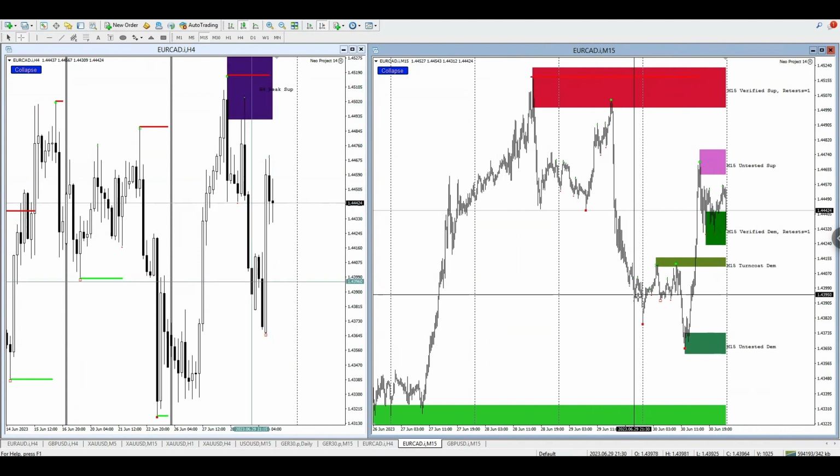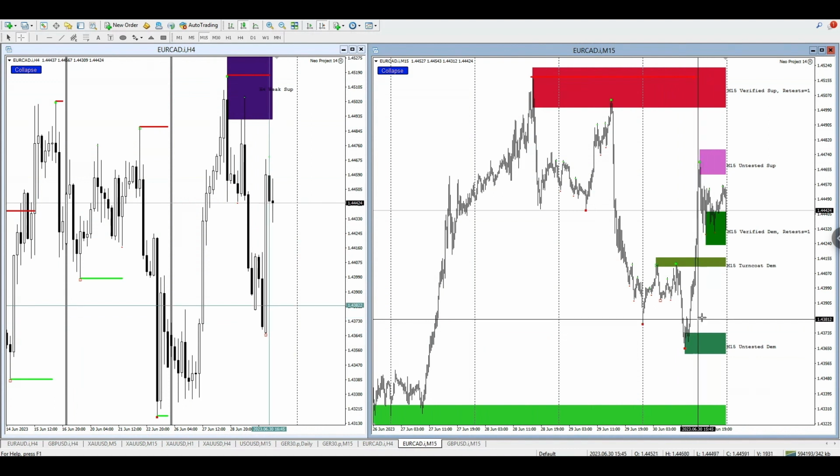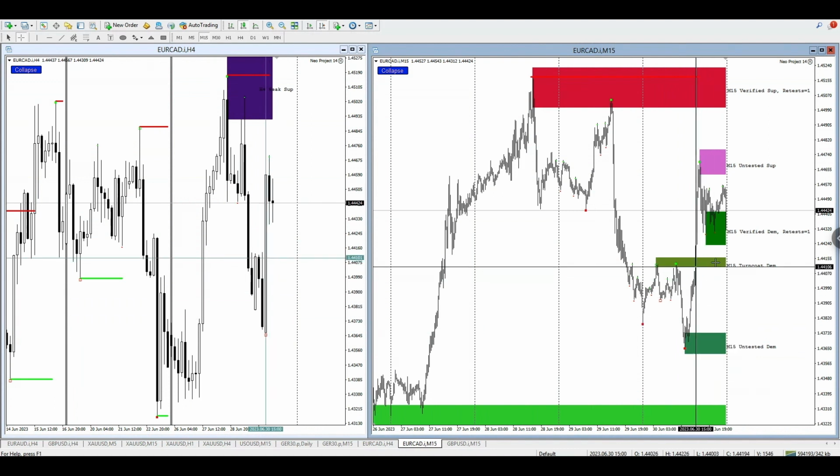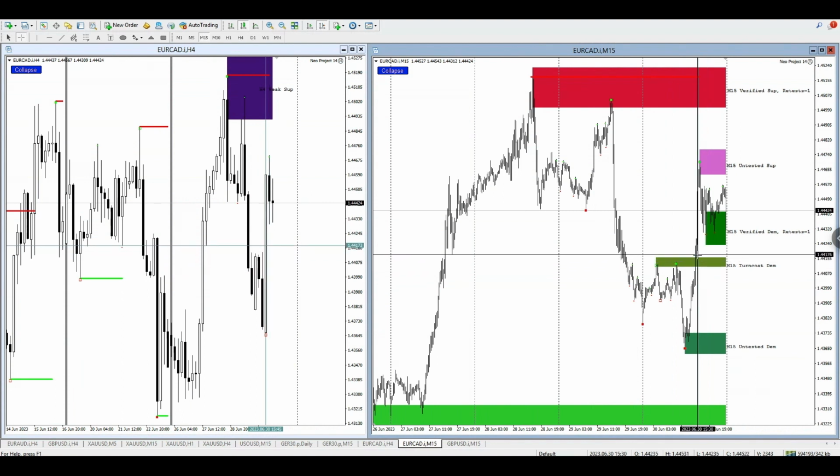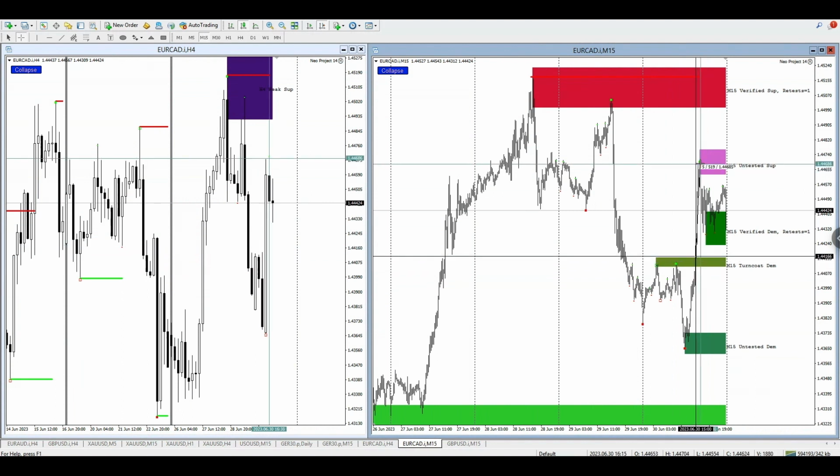But when price action actually came all the way back down, it did come to this level here. We had a strong buy off this level. It was not verified, but we did see a break of structure here on a 15-minute chart. And if we're paying attention to the 4-hour trend, this was a 50 pip buy trade.